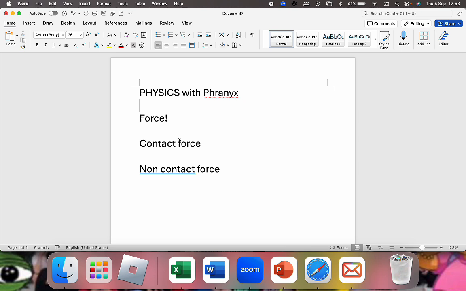Contact force requires physical contact. This one does not require physical contact. A good example of contact force is friction. An example of non-contact force is, for example, magnetic or gravitational. To explain it in simpler terms, contact force is basically like when you're holding your body pillow, basically like that.